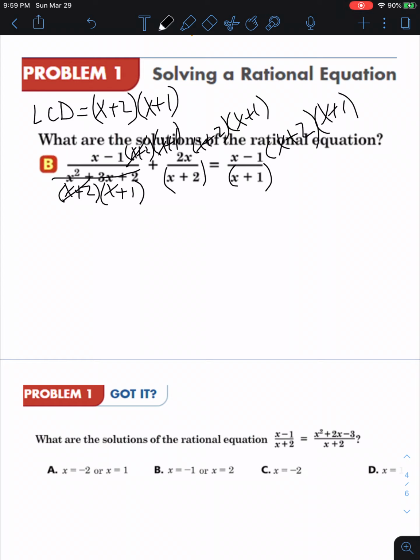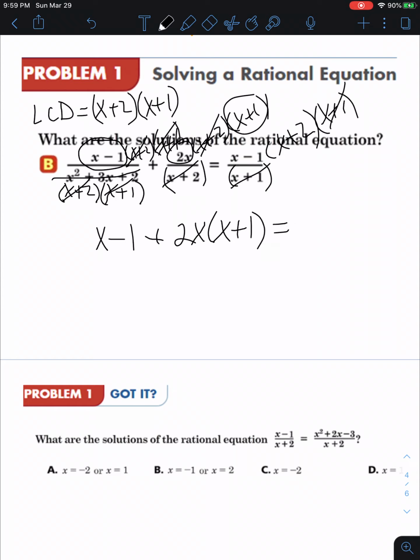Well, cancel, cancel, cancel, cancel. Everything cancels, and it leaves me with just on top x minus 1. I'm just going to put x minus 1. I don't need to put it over 1. Plus, over here I got the x plus 2's canceling. Again, a 1 in the denominator. So I have 2x times x plus 1 equals, and over here the x plus 1 and the x plus 1 cancel. So I have an x minus 1 and an x plus 2.